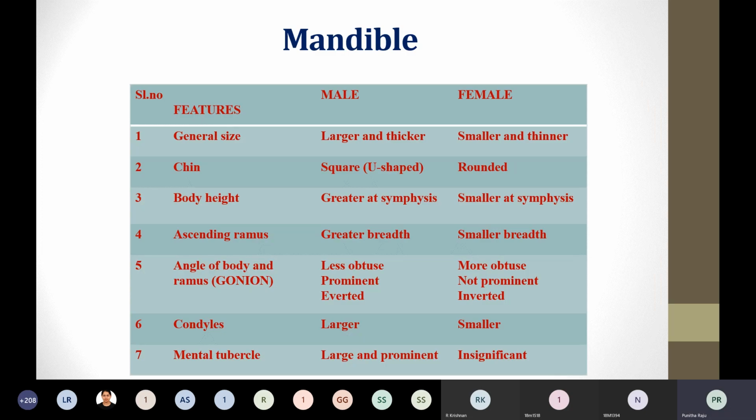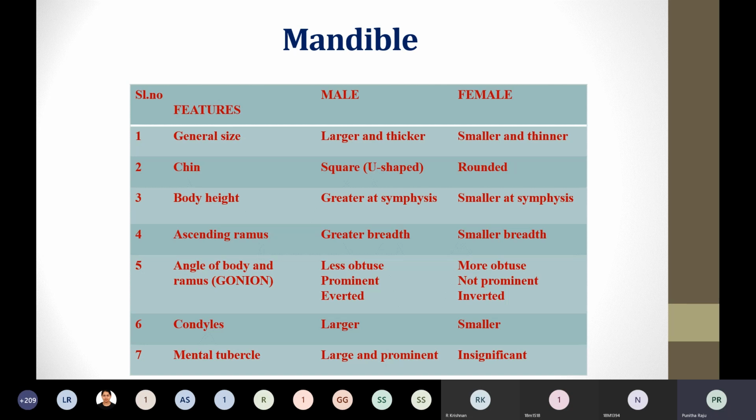So first, whenever a mandible is given to you, you should know whether it is a male or a female mandible. Any bone for that matter, whether it is a skull or a pelvic bone or a femur bone, the differences between male and female you're supposed to know. So the first one is the size of the mandible. In males it is larger and thicker, and in females it is smaller and thinner.